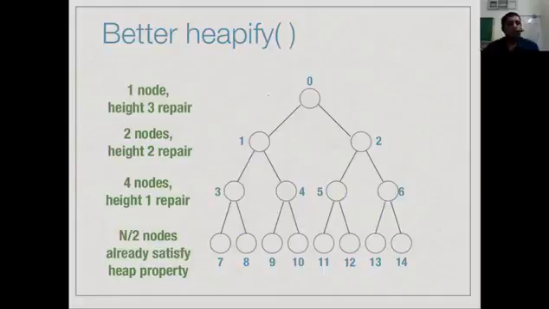And then finally, when I go to the root, I might have to do a fix which involves swapping down to the last leaf, so 3 swaps, but there's only 1 node which does this. So therefore, since there's this trade-off that the number of nodes to be fixed is halving and the length is only increasing by 1, it turns out that this whole operation takes only order n time.